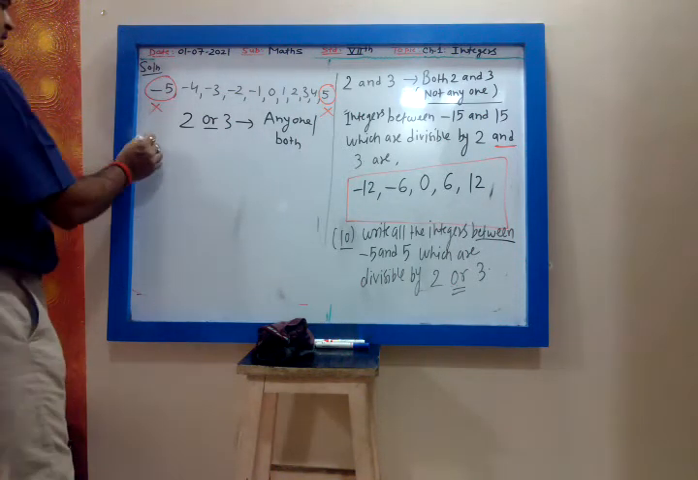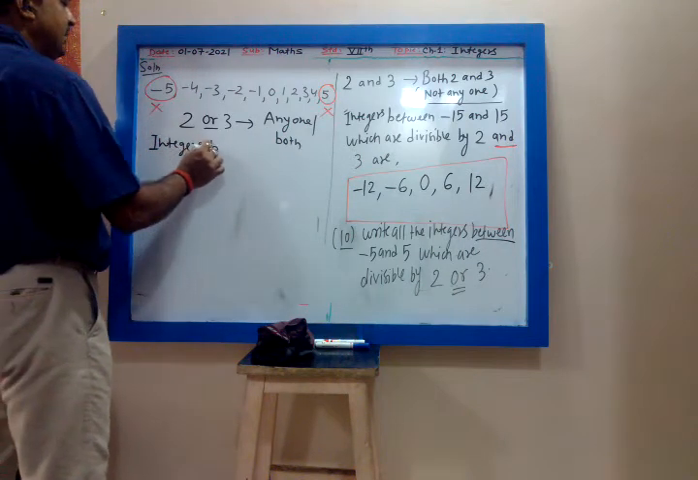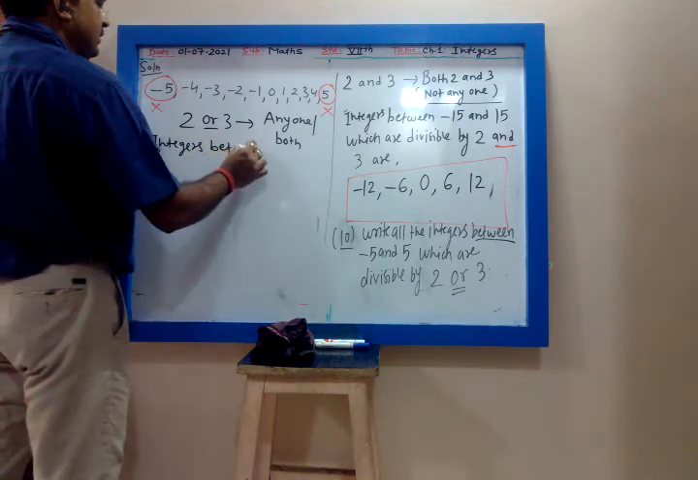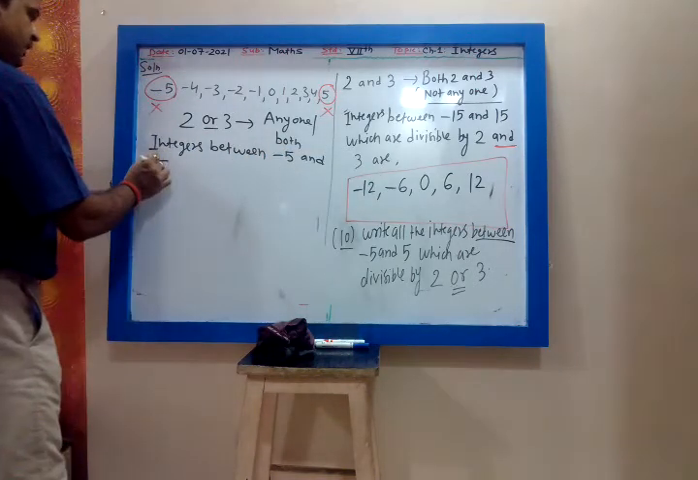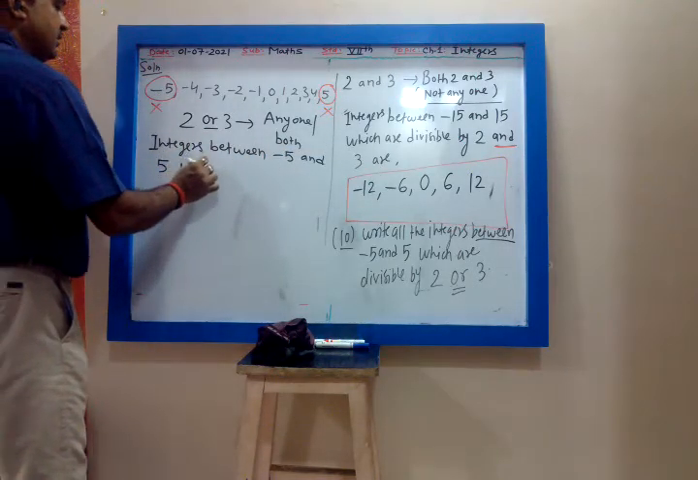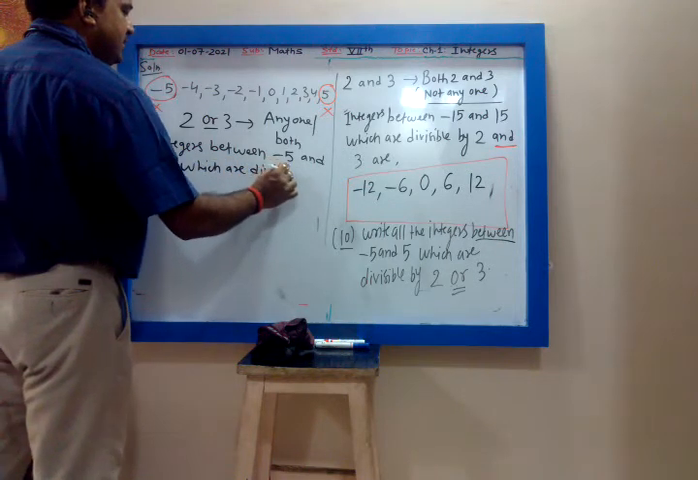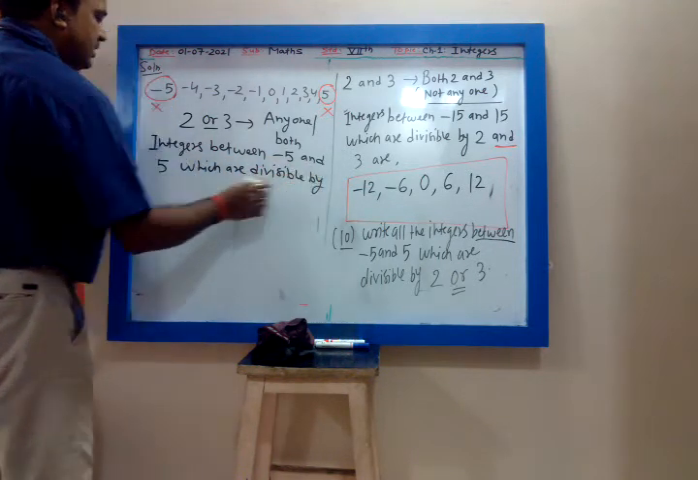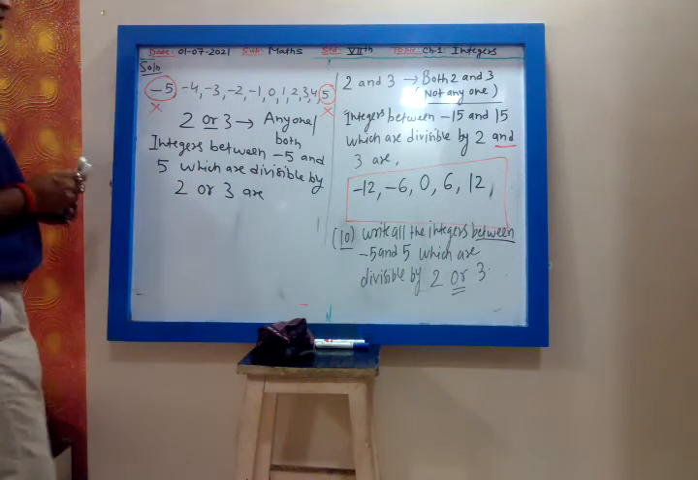So we write integers between -5 and 5, which are divisible by 2 or 3. 2 or 3 are, yes, let us take.